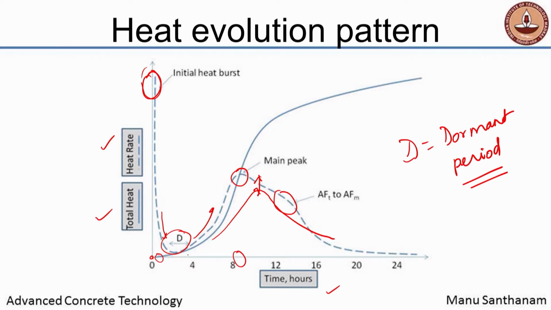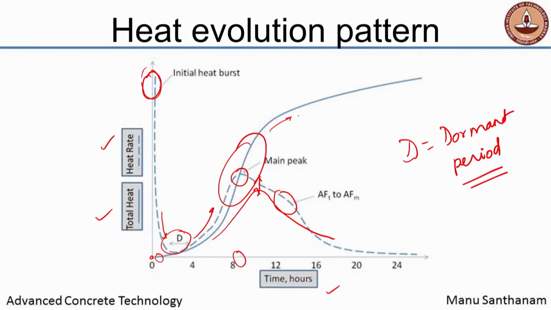The real rate of heat development is here, which is corresponding to the appearance of the main peak. That is where the slope of this total heat curve starts increasing tremendously. And then after reaching a certain value, the total heat evolution starts slowing down. Now, of course, this does not mean that at 24 hours it is going to stop completely, it continues even beyond that. The heat in the system will continue to accumulate even beyond that.